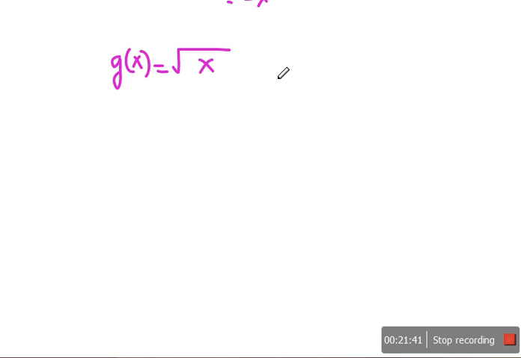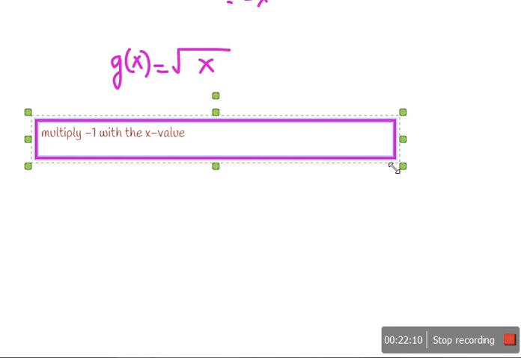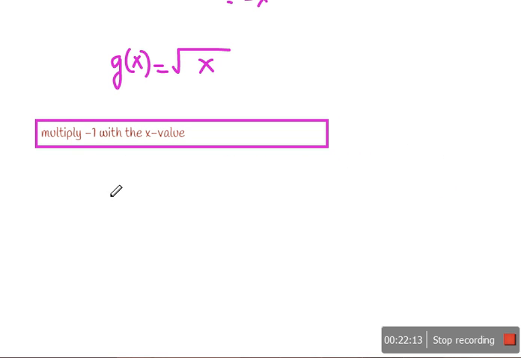Previously, what I was doing, Chavez, I was multiplying a negative number with the whole function. This time, I'll multiply negative 1 with the x value, just to change the x. So what would happen? Instead of x, I'll substitute negative x. So I get the square root of negative x.